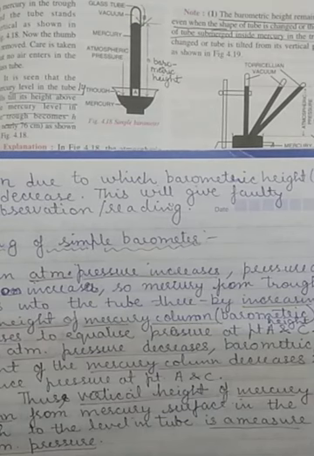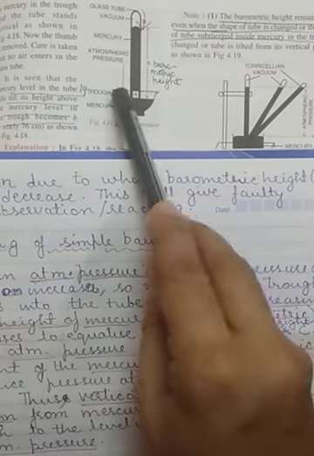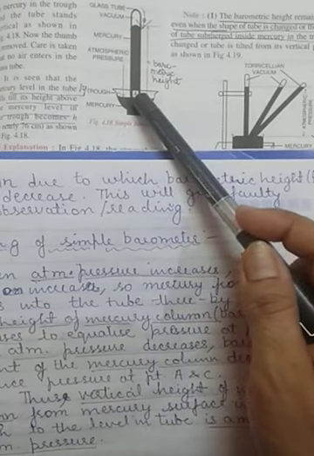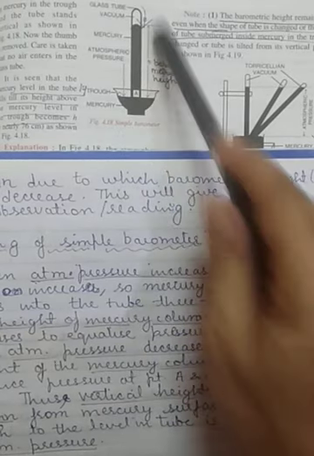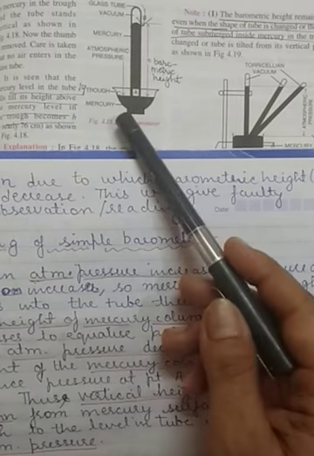Now what happens in the reverse case? That is, atmospheric pressure is less. So at C, the pressure will be less. At A also the pressure reduces. And what happens to the height of the mercury column? The height of the mercury column decreases, which means barometric height decreases.